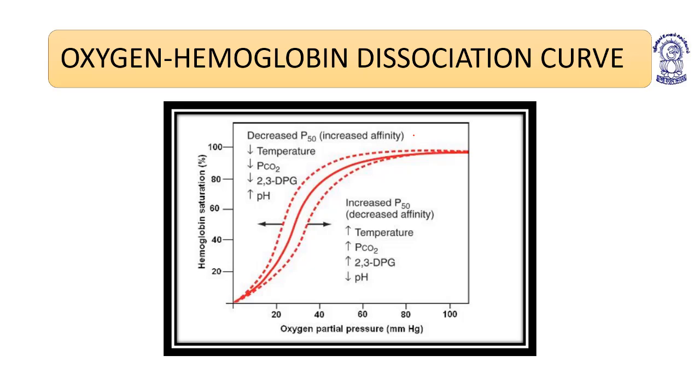This is the oxygen hemoglobin dissociation curve. You can see decreased P50 or increased affinity. Temperature, PCO2, 2,3 DPG, and pH values are the factors which control the dissociation and the association of oxygen to hemoglobin. Oxygen binding to hemoglobin is controlled by all these factors.